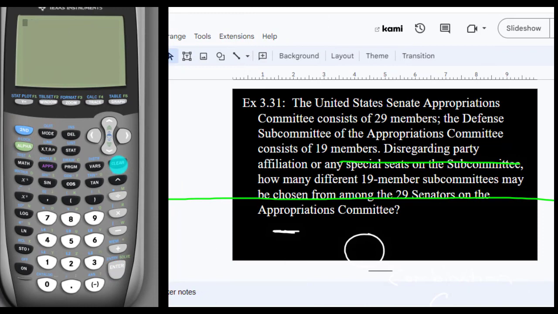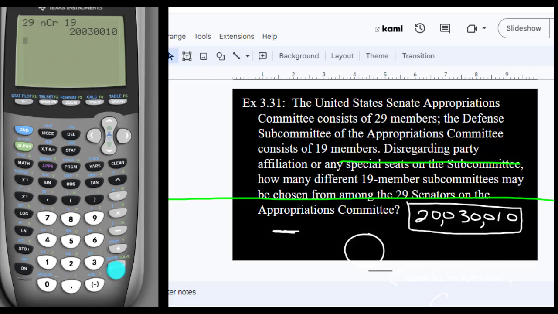And I know you can't see that anymore, but we know that it was 29. And then to get to the C, we go to the math key again and over to PRB for the probability menu. We're going to go down to number 3, nCr. And then we put in the 19 that we want to choose. And again, we get pretty large numbers here. There are 20,030,010 different ways that we could choose that 19-person subcommittee group out of the 29 senators that are already on the Appropriations Committee.